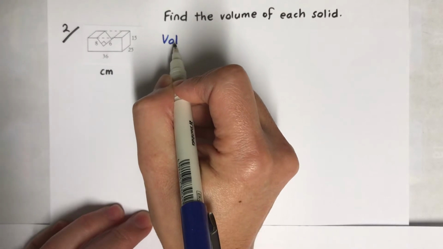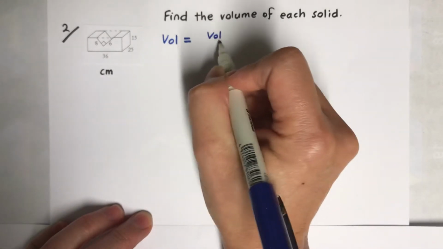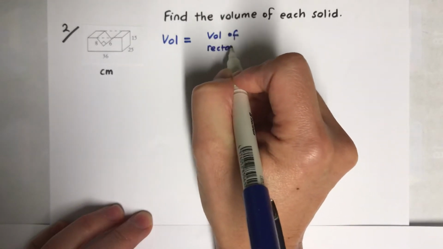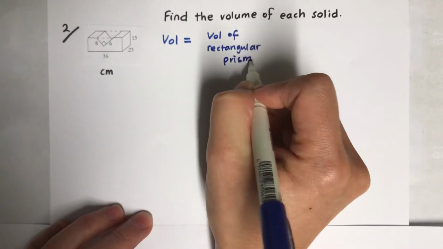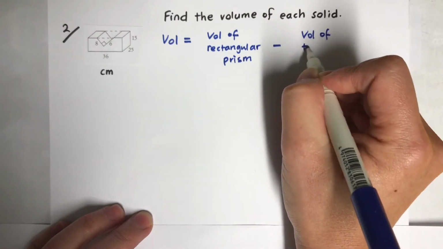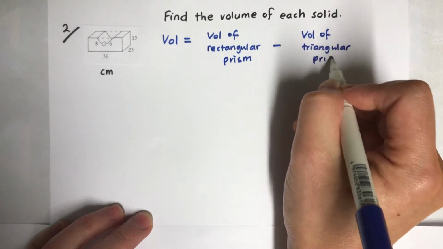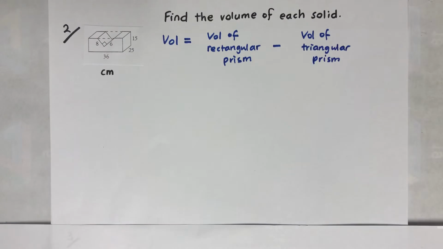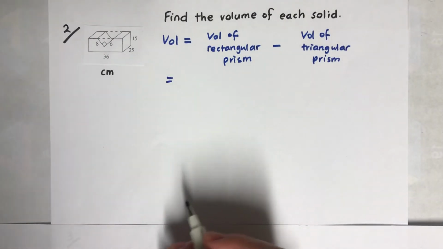So volume is volume of rectangular prism take away volume of triangular prism, and that's the volume of the solid. Okay, that's what I'm going to do. So, well, the volume of a rectangular prism is quite easy.